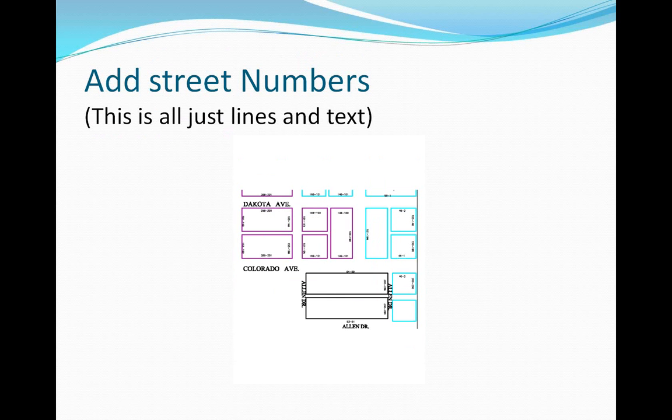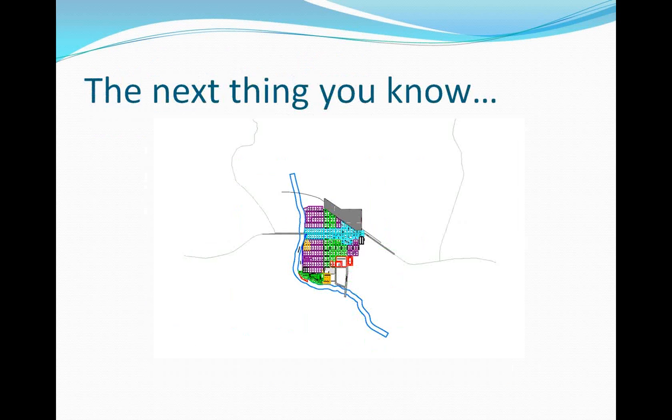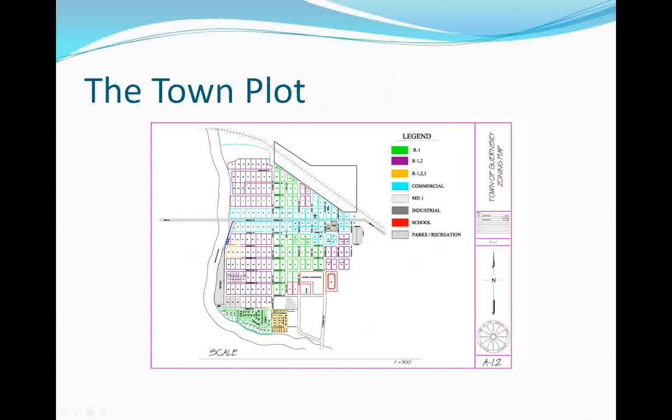After you've added some streets, you add the street numbers. Addresses. Everybody's house is referring to an address where that location is on a specific block. Then you add lot numbers. The next thing you know, you're really building your town in CAD in a reference file that can be accessed at the drop of a hat. The next thing you know, you've added all of your blocks, your street names. You have your town plot.